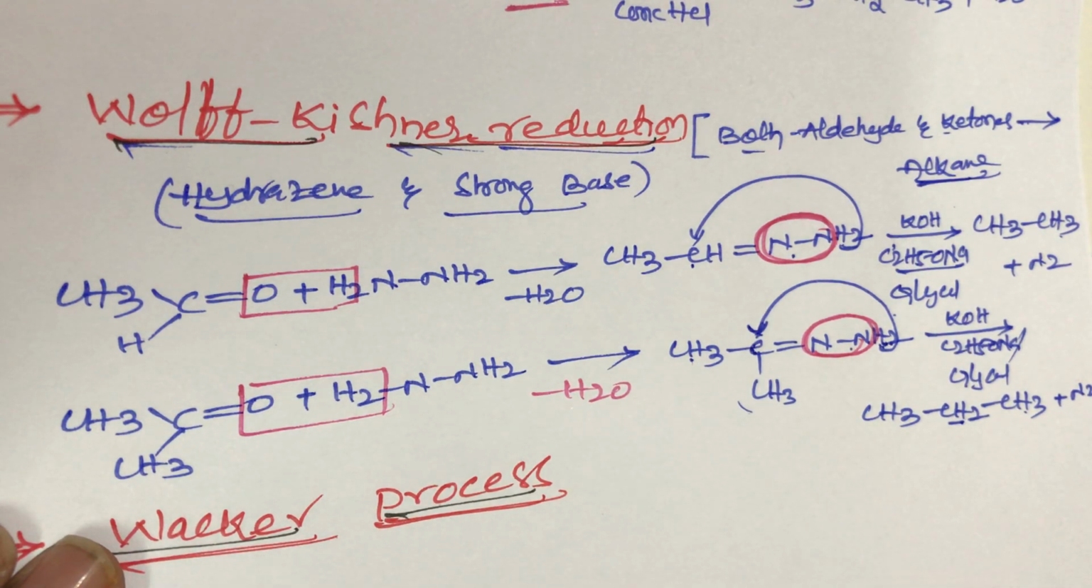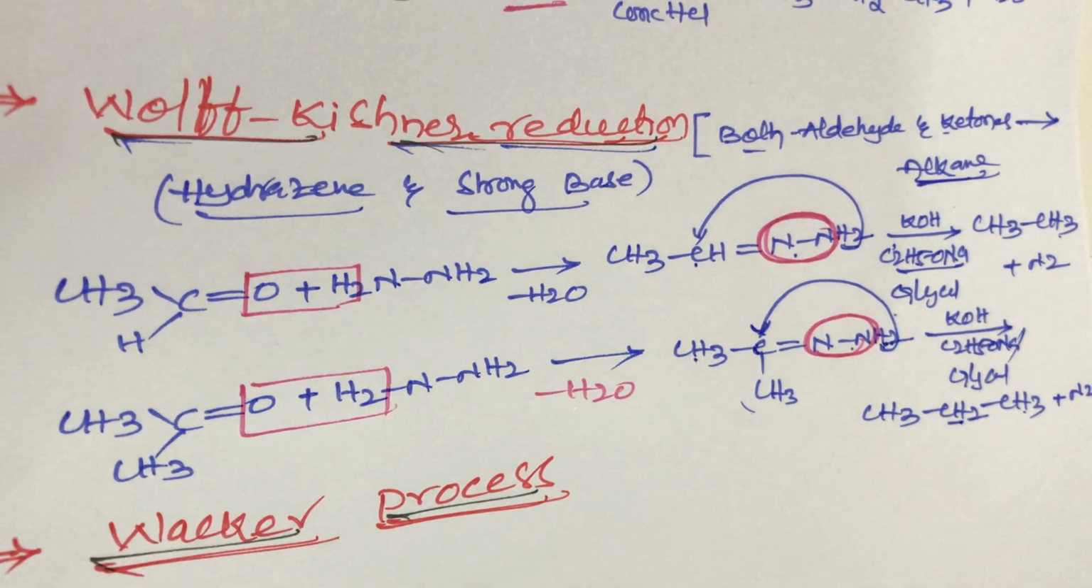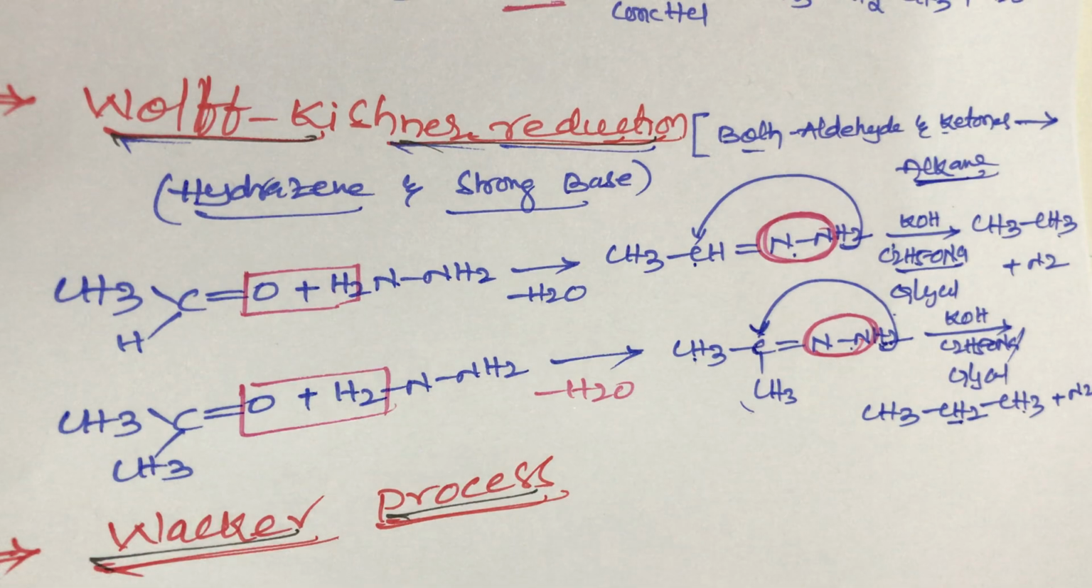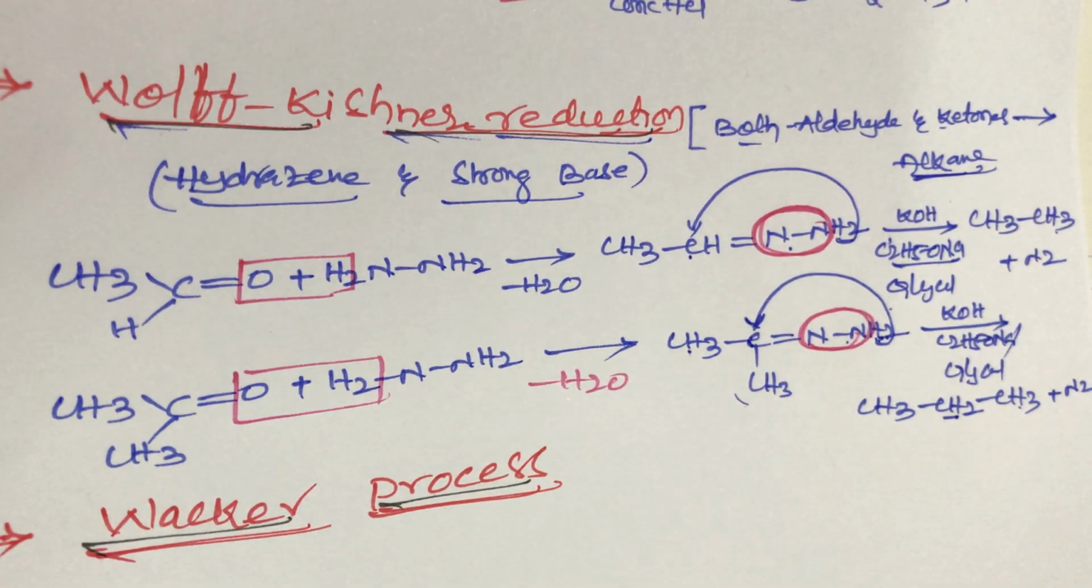What is the use of Wolff-Kishner reduction? It is the preparation of alkanes. Alkanes can be prepared from aldehydes and ketones by reduction through Wolff-Kishner reduction. It is most important.